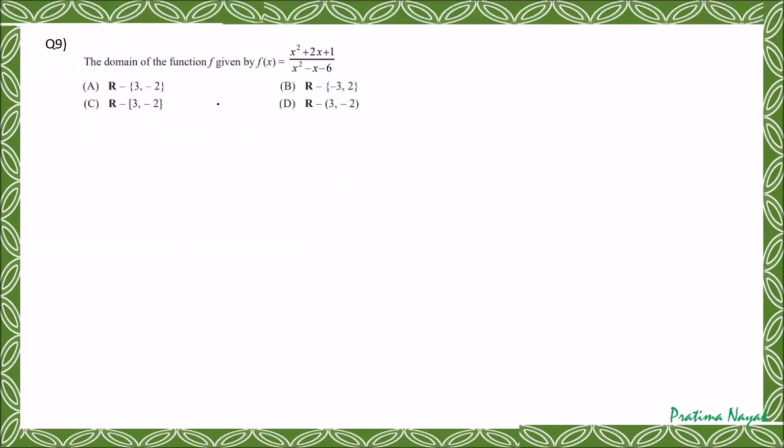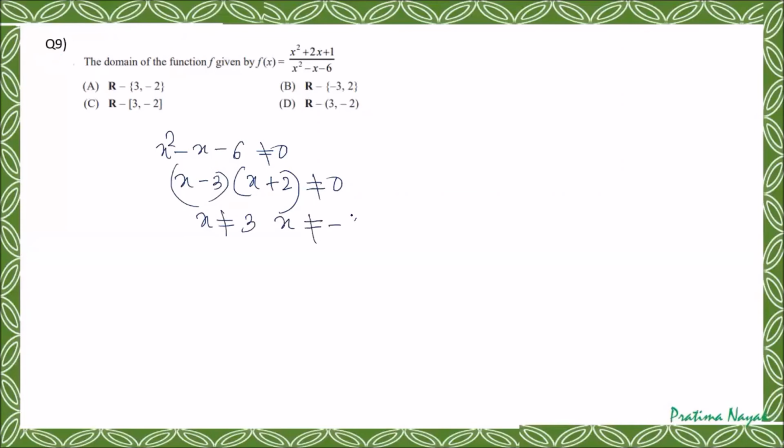Then question number 9. Domain of this function. It's very easy. So x square minus x minus 6 should not be equal to 0. So x minus 3 times x plus 2 should not equal 0. Then x should not be equal to 3, and x should not be equal to minus 2. So the domain is all real numbers except minus 2 and 3. So A is the answer.